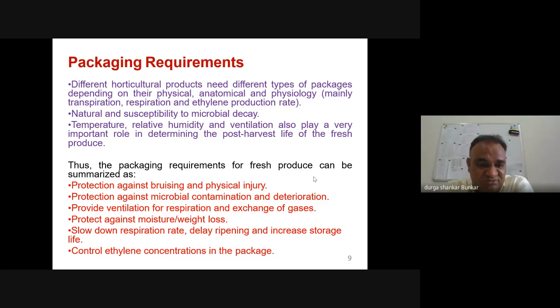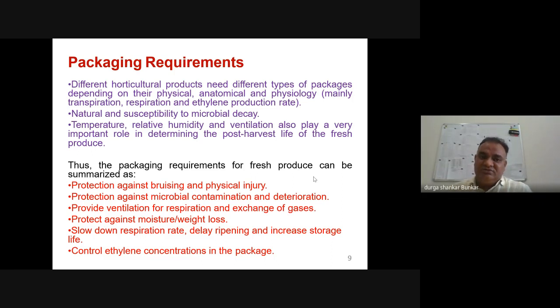So packaging provides protection, and protection from microbial contamination and deterioration is definitely the most important, that is how we can remove microbial contamination and deterioration. It is the ultimate and excellent role of packaging. And it should provide ventilation for respiration and exchange of gases. That is an important factor.